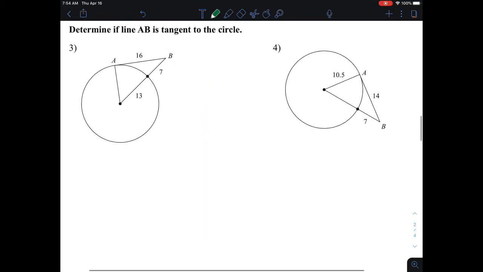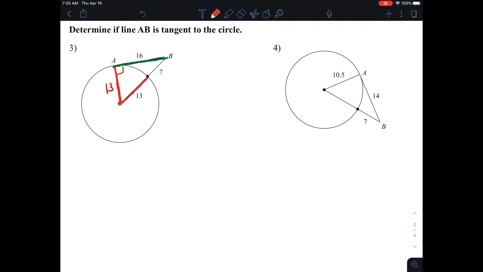Now, in the next set, we want to determine if the line segment AB is in fact tangent to the circle. We're going to do both of these, number 3 and 4. For line AB, I want to know, is that tangent to the edge of the circle? What we need to know is, does it form a 90-degree angle with a radius line? I have my radius line right here in red, and the radius is 13 because the distance from the center to the edge of the circle is 13. If it's tangent, this is going to be a 90-degree angle, meaning Pythagorean's theorem would hold true.